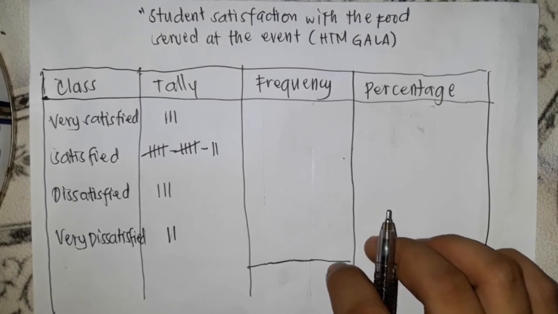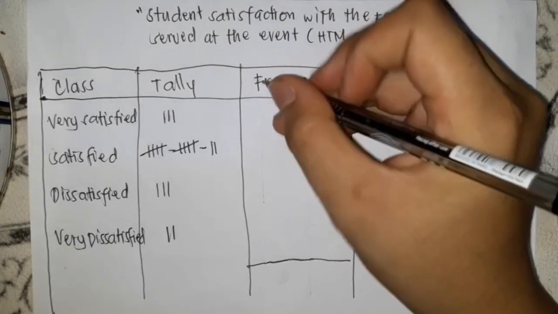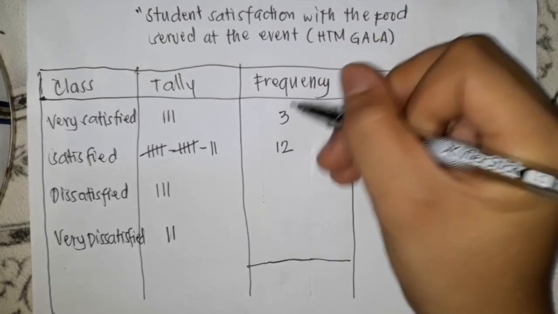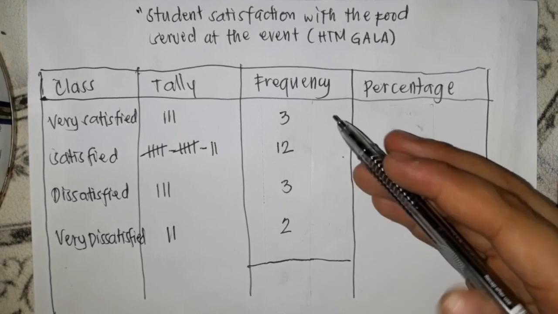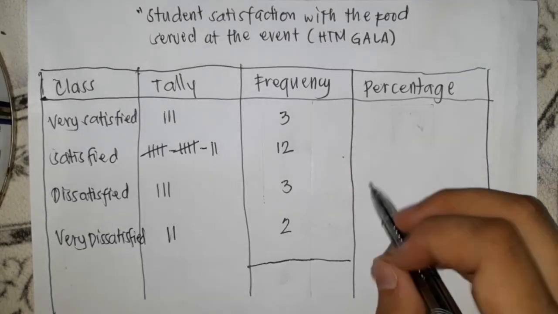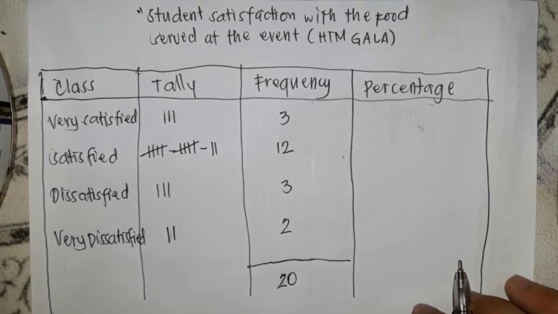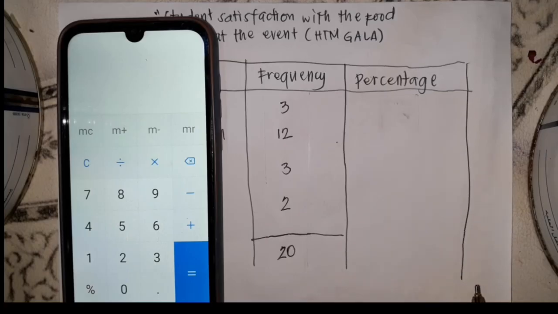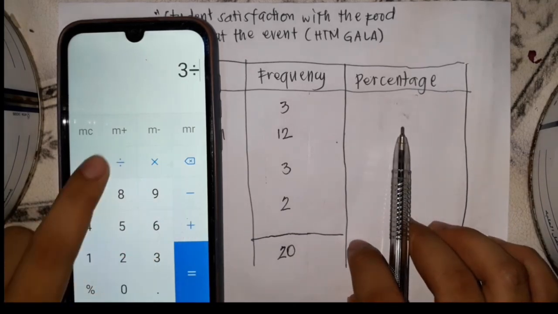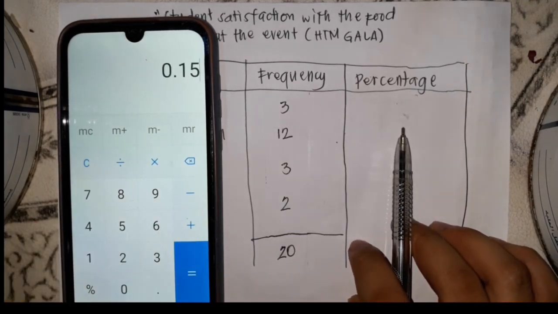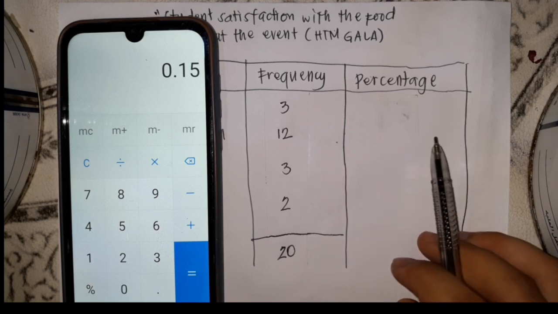Here in frequency, all you need to do is to change the tallies into numbers. So 3, 12, 3, 2. If you total the frequency, there are 20 responses. So to get the percentage, you need to divide the frequency by the total responses. 3 divided by 20 is 0.15. And you need to multiply it by 100 to get the percentage.